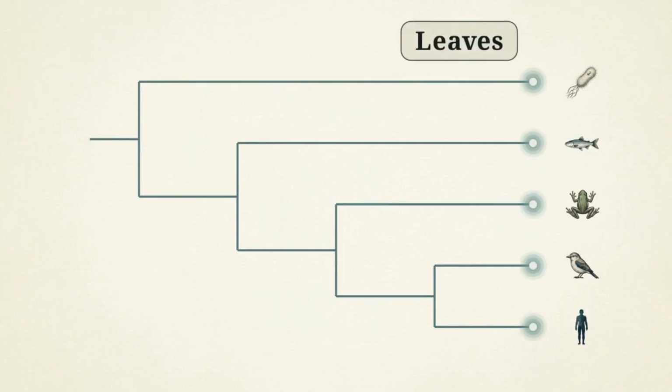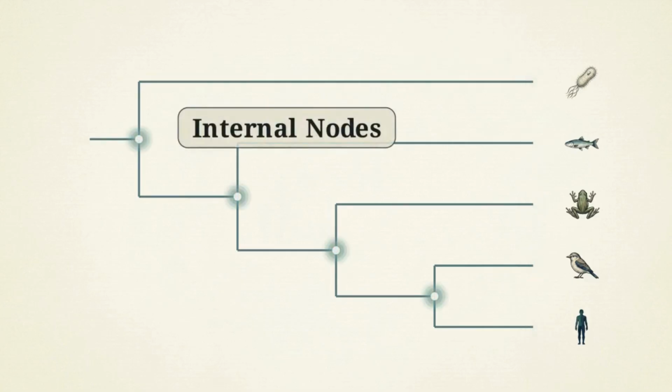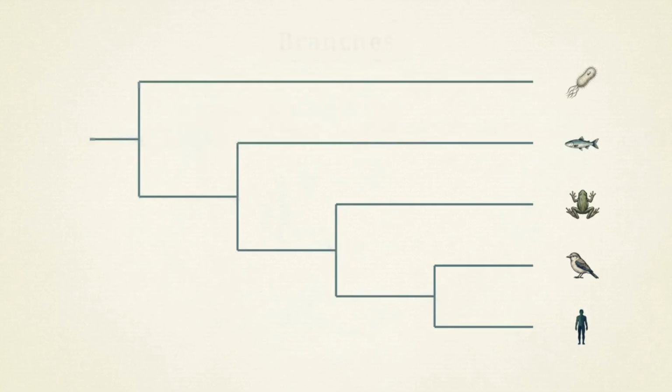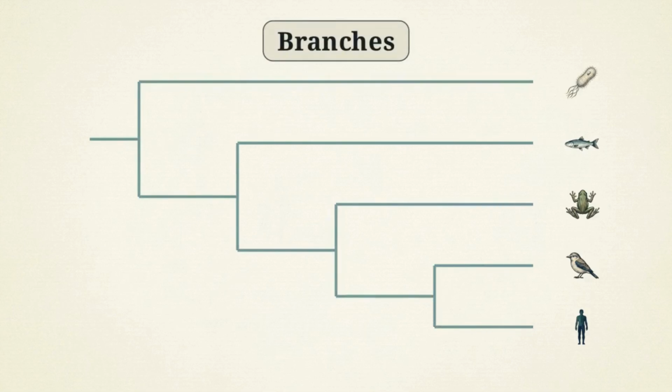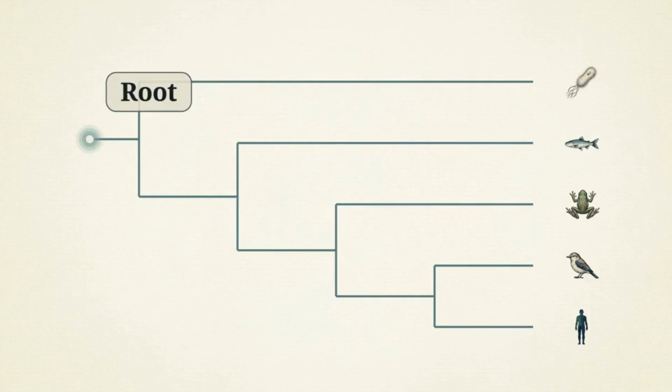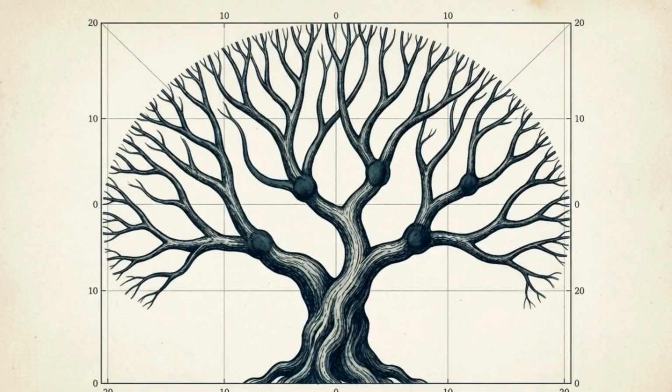The tips are leaves, representing present-day sampled organisms. Moving backward, we hit internal nodes, where single lineages split into two, extinct common ancestors. Branches trace descent down to the root, the oldest shared ancestor. A phylogenetic tree is a mathematical hypothesis mapping time and genetic change.